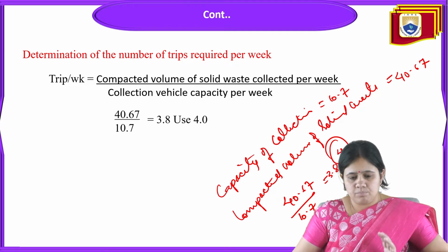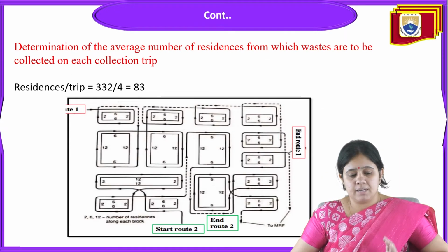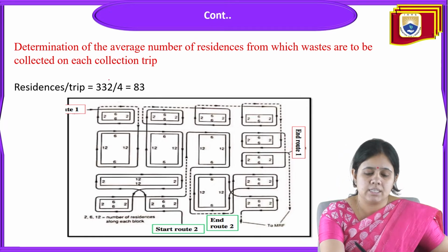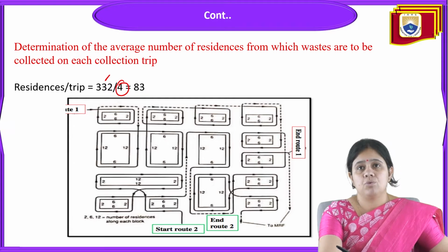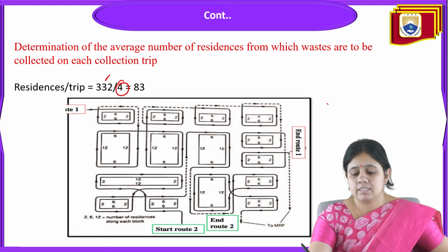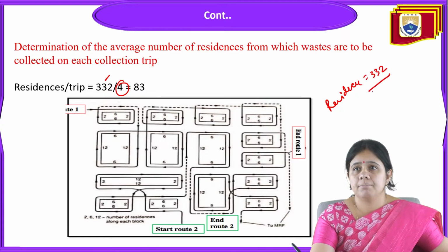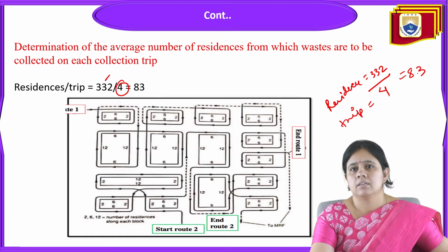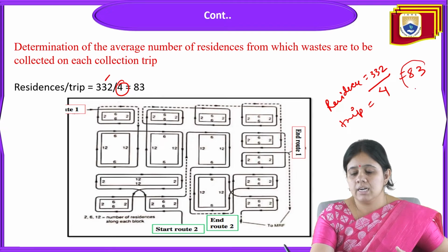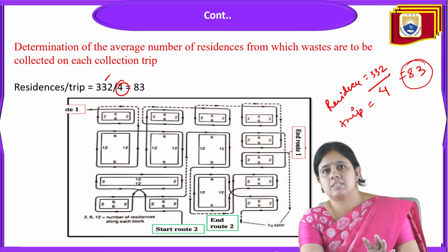Now comes the next point: how we can develop this type of route. There are 332 residences, and 4 trips are required. So residences per trip is 332 divided by 4, which is equal to 83. 83 is the answer, the average number of residences from which waste is to be collected. So in a single day, this much waste is collected.